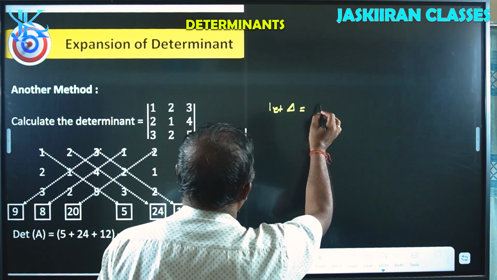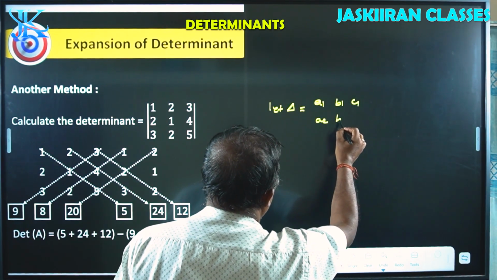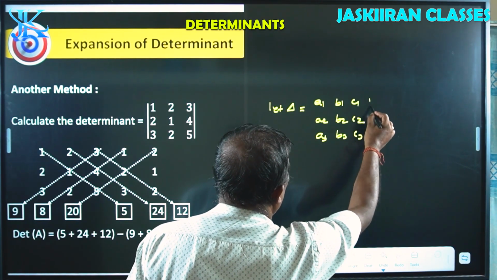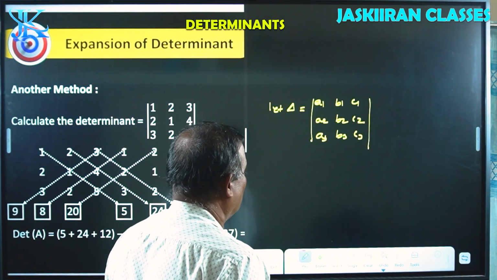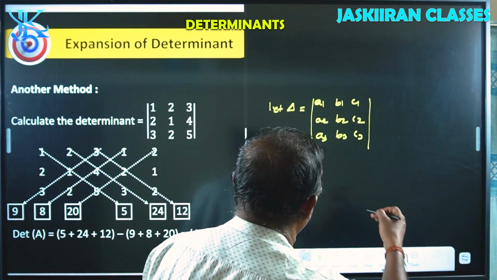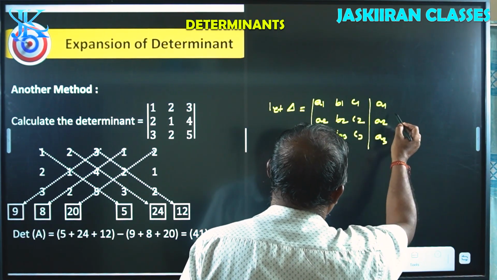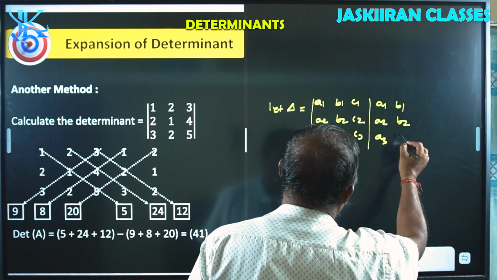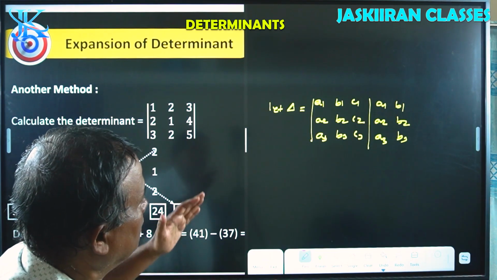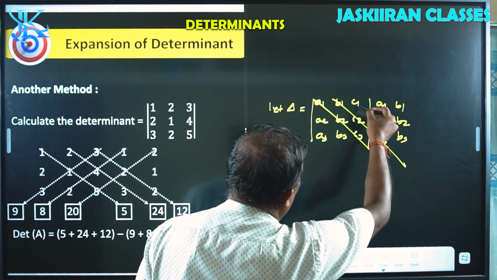Del is equal to A1, B1, C1, A2, B2, C2, and A3, B3, C3. I told you the method to write the columns C1 and C2 on the right-hand side. That is A1, A2, A3, and also B1, B2, B3. Right. So there has to be multiplying downwards.